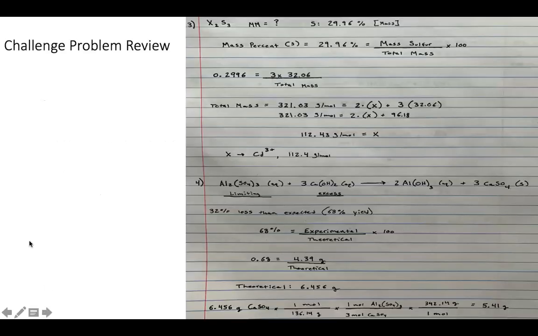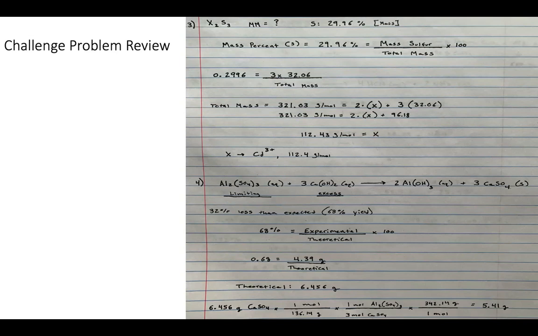Okay. And so in the top part here, it's number 3, right? So we know the formula in number 3 is X2S3, and that by mass, it is 29.96% sulfur, which is, again, our mass percent. So I'm going to input our mass percent formula. So our mass percent of sulfur, which is equal to 29.96%, equals our total mass of sulfur divided by our total mass of the compound. And then the times 100 turns it into a percent.